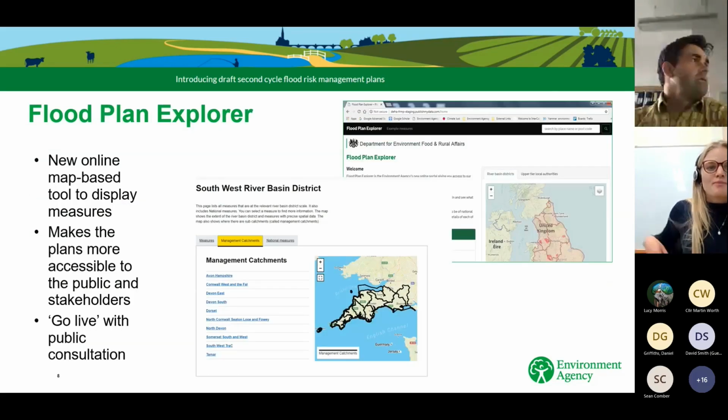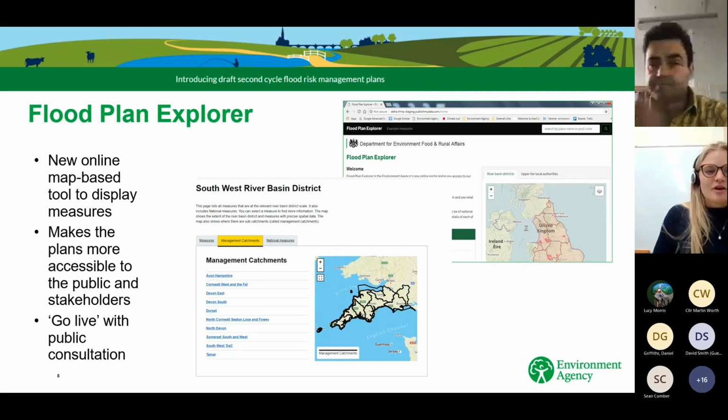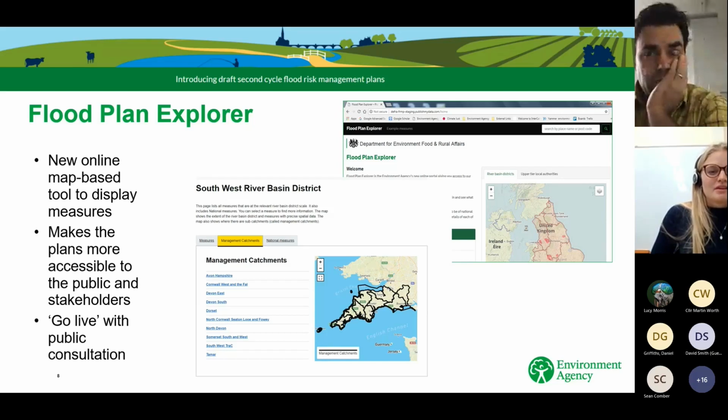So these measures are all hosted on a new interactive mapping tool that we've developed in the Environment Agency called Flood Plan Explorer. It's very similar to the Catchment Data Explorer in the sense that it makes these measures more accessible for everybody to see. And there's a link to the Flood Plan Explorer on the consultation link, which is provided at the end of this presentation.